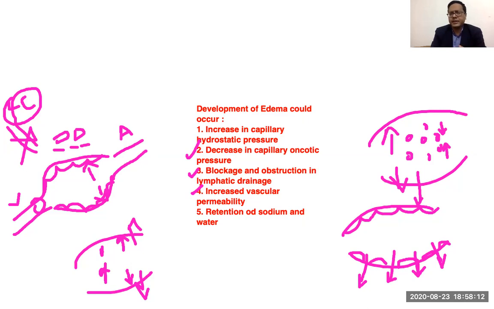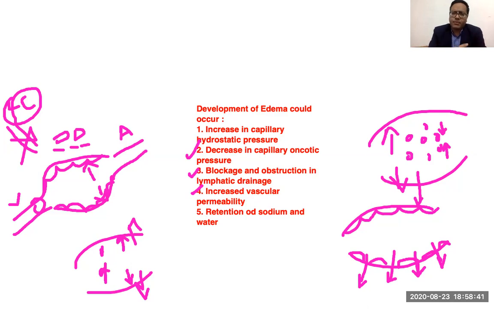Blockage and obstruction. The third mechanism is blockage and obstruction in the lymphatic drainage, which I mentioned, because ultimately in every one of us, some amount of fluid gets accumulated in the interstitial space. As I told you, on the arterial side some amount of fluid comes out, then some amount of fluid on the venous side of the capillary goes back, but still some amount of fluid remains in the interstitial space, and that is usually drained by lymphatic channels.